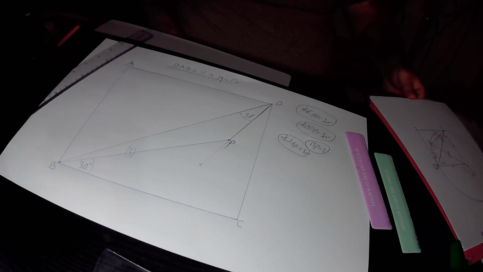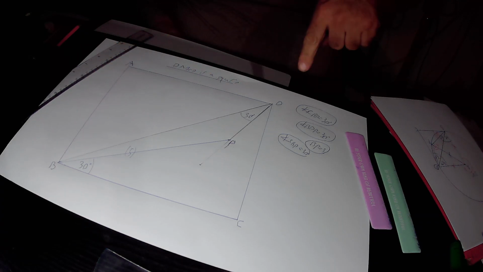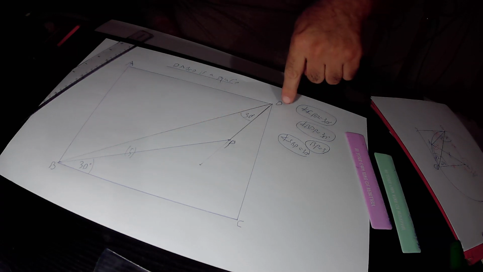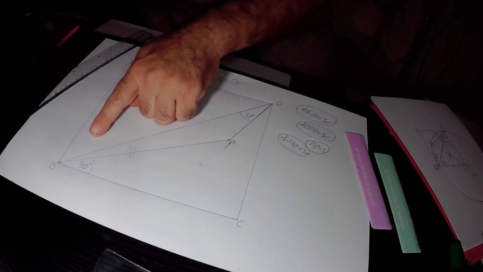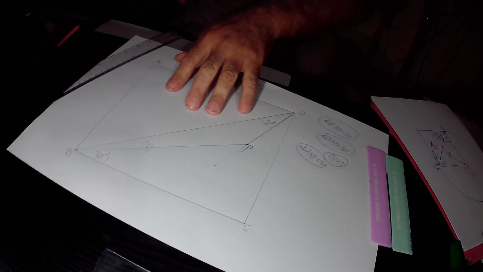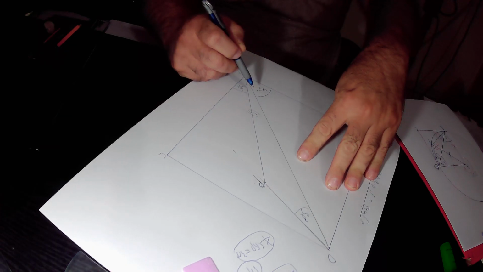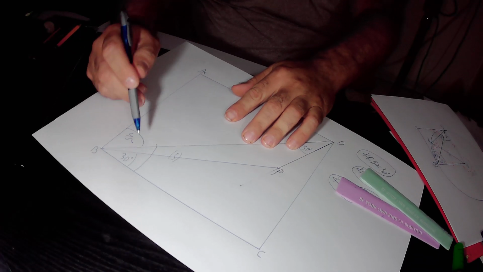First of all, we know that the diagonal of a square bisects the angles of the square. This is diagonal DB, it bisects this angle ABC. So this angle will be equal to 90 degrees over 2, that is 45 degrees. And this angle must also be equal to 45 degrees in size.